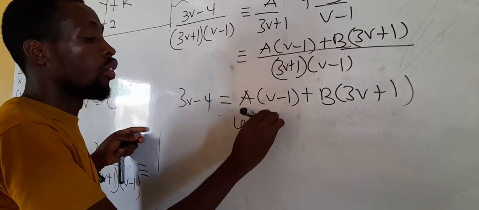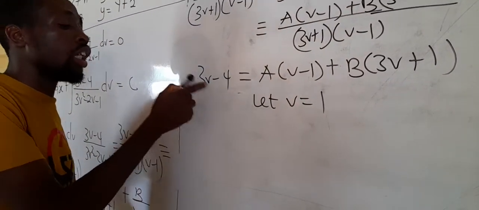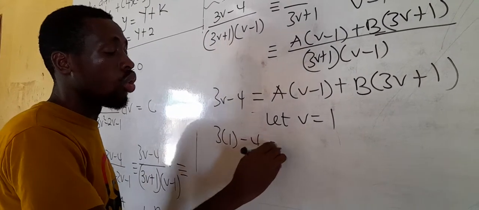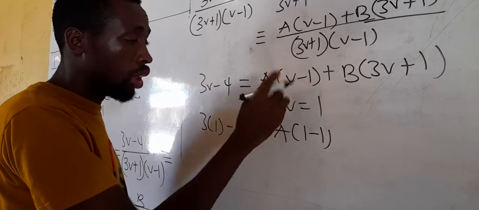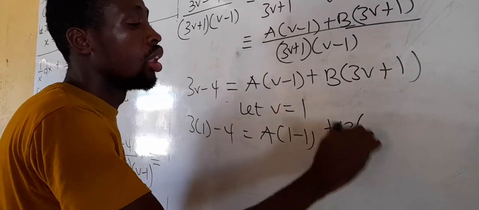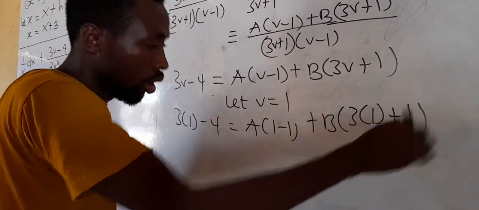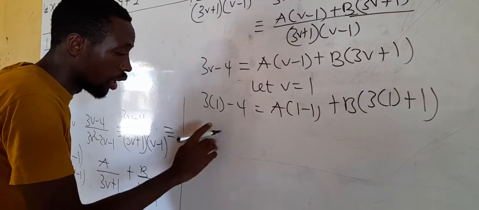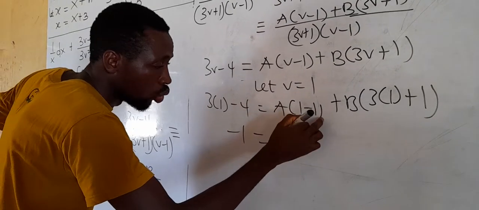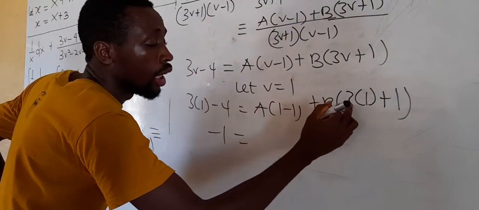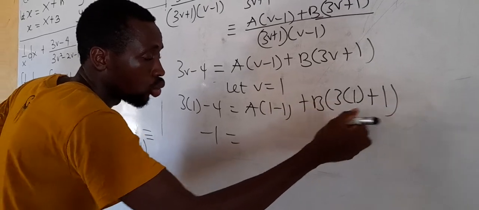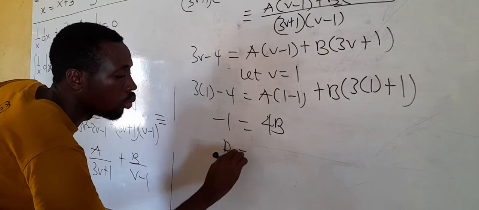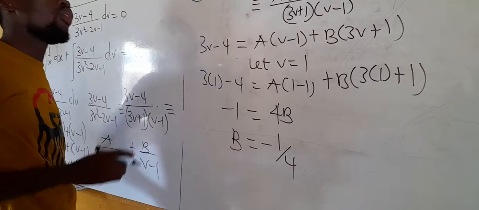We let v be equal to 1. When v is 1, in place of v we put 1. So 3 times 1 minus 4 equals A(1 minus 1) plus B(3 times 1 plus 1). 3 times 1 is 3, minus 4 is negative 1, equal to 1 minus 1 is 0, times A is 0, and 3 times 1 plus 1 is 4. So we have 4B there. So what will be our B? Our B will be equal to negative 1 over 4.